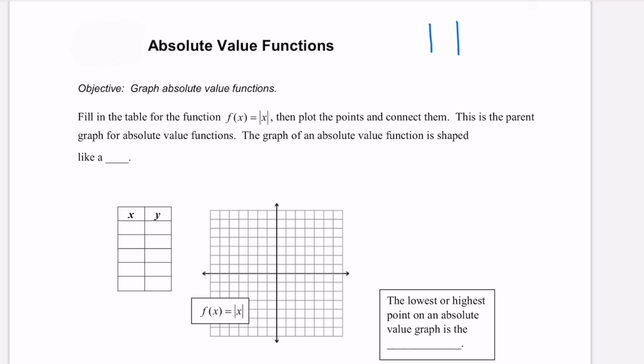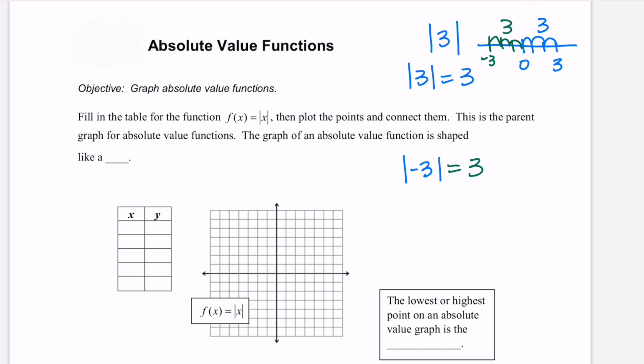does to a graph. If I have the absolute value of 3, that is asking me how far away is 3 from 0 on the number line. It is 1, 2, 3 units away. So the absolute value of 3 equals 3. Now, the absolute value of negative 3 is 1, 2, 3 units away from 0 as well. So that is also equal to 3. So absolute value has a lot to do with distance.